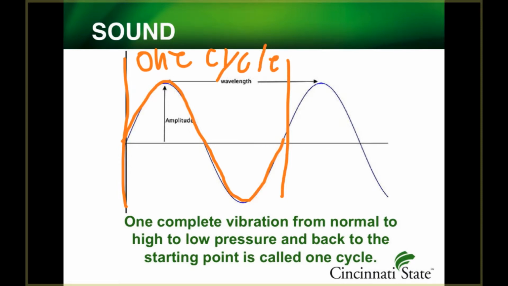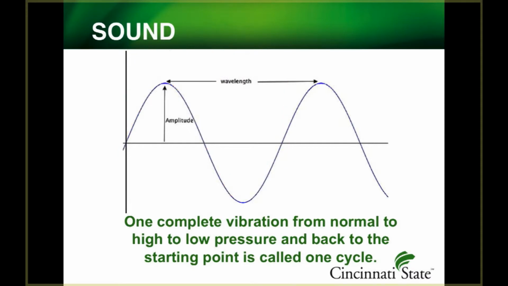All right. One cycle is not this. One cycle is not that. One cycle is just up from zero pressure to maximum, back past zero to zero pressure, minimum pressure, back up to zero pressure again. This is one cycle. Hint, hint, nudge, nudge. You might need to diagram one of these things someday. You might need to understand. If I ask, what is one cycle? That is one cycle.